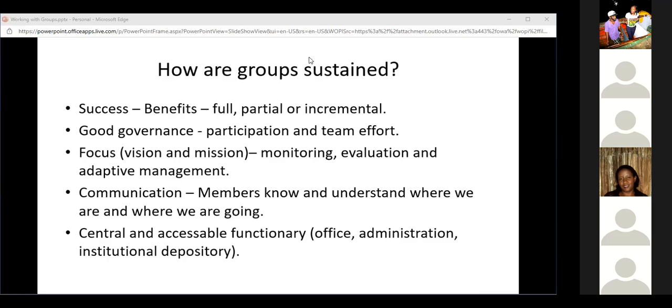Transparency is important for good governance. Accountability is important for good governance. And these are the types of things that keep groups together, but also attract new people to the group. Because again, if we're sustaining, we need to bring new people in, because eventually somebody will go out, somebody will leave, somebody will pass away, somebody will move on. You have to always keep bringing new people in.